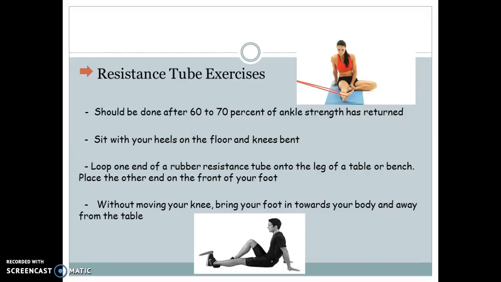The second is resistance tube exercises. This should be done after the first one, which was the ankle circle exercises. This is when your ankle has been healed up to 60 to 70%. Make sure you sit with your heels on the floor and knees bent. Loop one end of a rubber resistance tube onto the leg of a table or bench. Place the other end on the front of your foot.